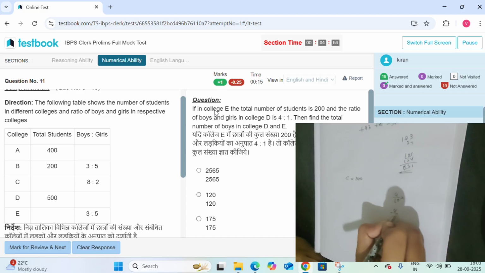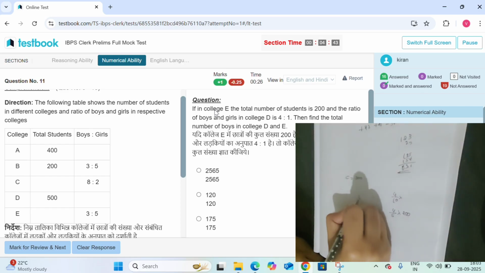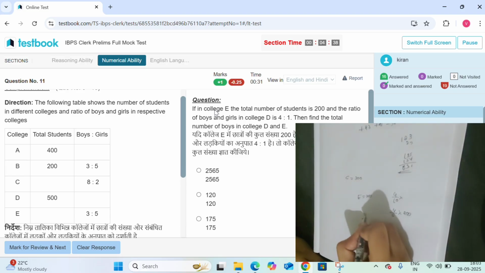So 4 out of 5, okay, 200, the ratio of the boys in D. If the college E, so E is 200, okay, and the ratio of the boys and girls in D is 4, okay, 4 is to 5, boys and the girls, right? That we need boys 4 out of 5 into 500, that is 400 is the boys, and the E only 200, and we need to find out the boys 3 out of 8 into 200, 25 into 3, 75. So find the total number, that is 475 is the answer.